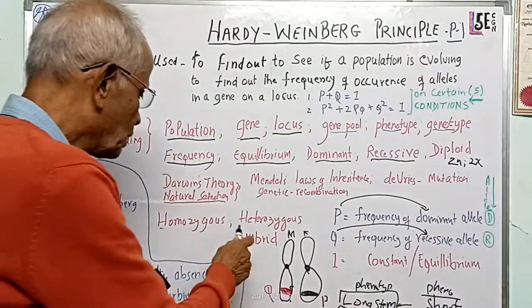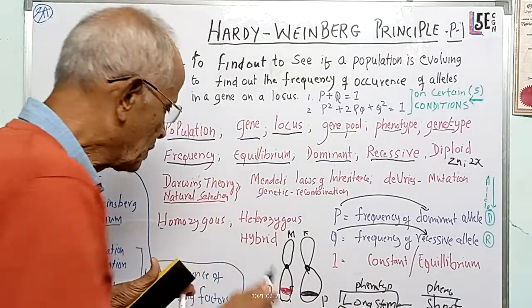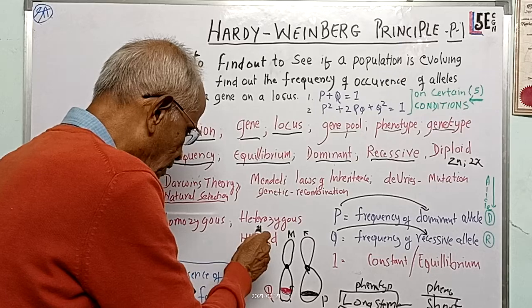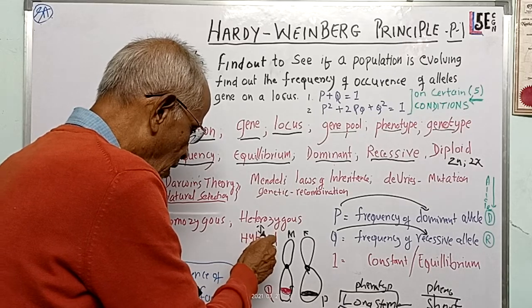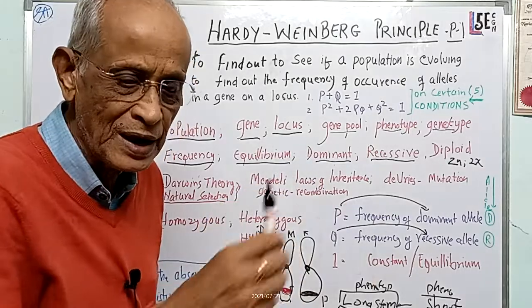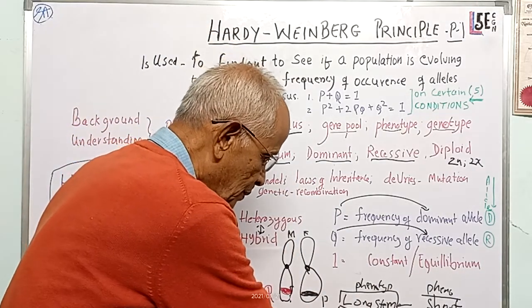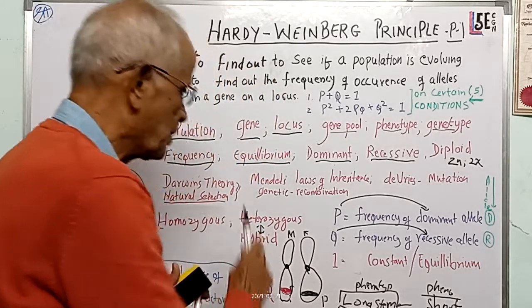And then heterozygous refers to hetero, which means different, or it may be hybrid. We can call it either hybrid or heterozygous. In that condition, one of them will be dominant and one of them will be recessive. That is, the genotype will be heterozygous or hybrid.